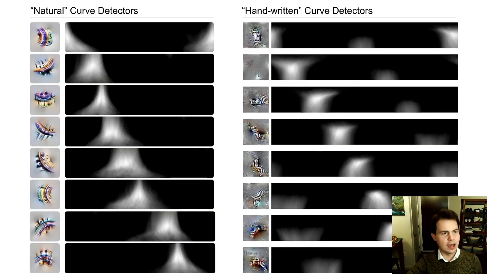And so on the left we have our natural curve detectors. What you're seeing here is how they fire for different curves in different orientations. So we see they go from left to right as they select for the curves in that orientation. And over here you're seeing feature visualizations of our handwritten curve detector. We correctly create feature visualizations, and we see that they fire for the correct orientation. And so it seems like we have understood something pretty substantive about these.